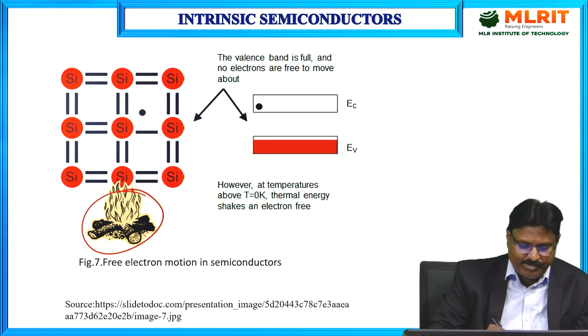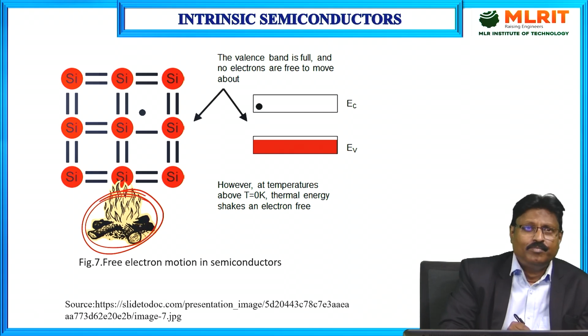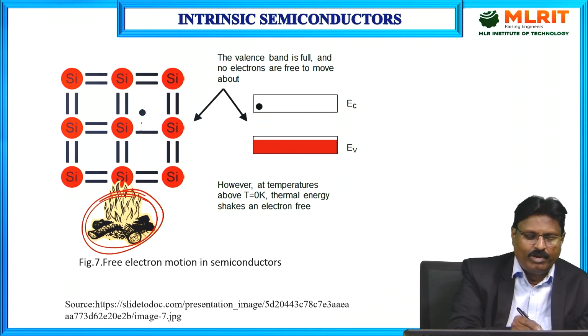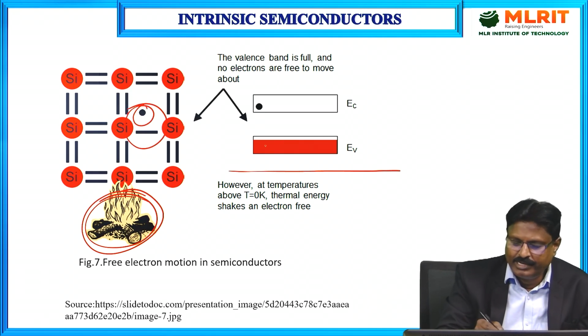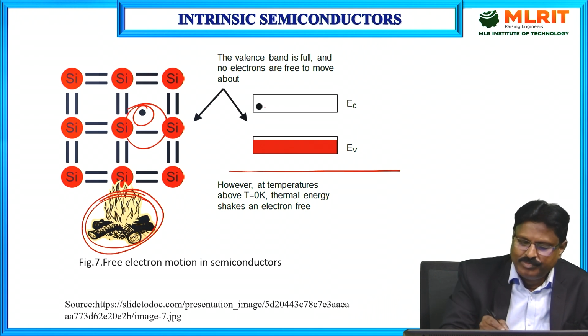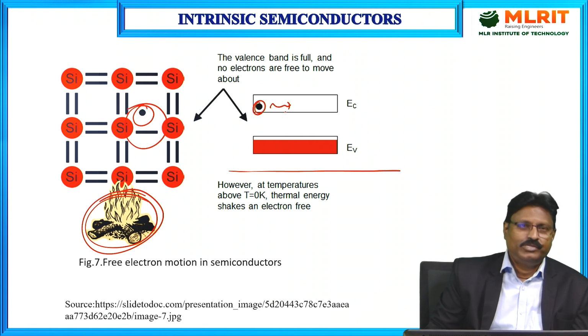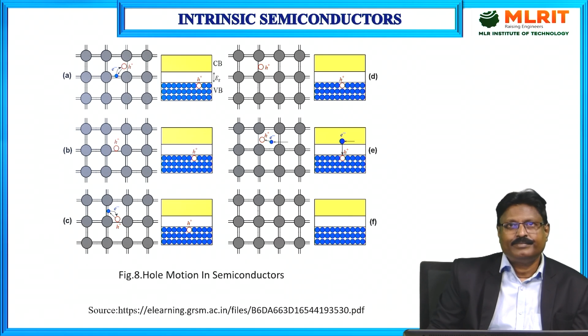At room temperature, what is happening here? It is shown symbolically like this. Thermal energy is created, which is affecting the covalent bonds here. The covalent bond is broken here. One electron is coming out. This can be represented in the energy band diagram like this. The electron from the valence band is moved to the conduction band. As you can see, it is free to wander, which contributes to the flow of current.